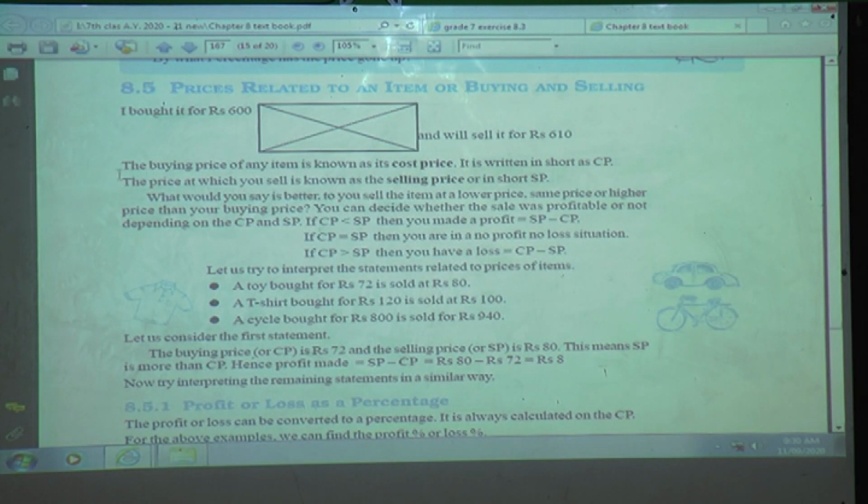The buying price of any item is known as its cost price. You learned this in the 5th standard; just we will recall it. It is written in short as CP, that is cost price. The price at which you sell is known as the selling price, or in short SP, that is S for selling, P for price. So it is selling price.